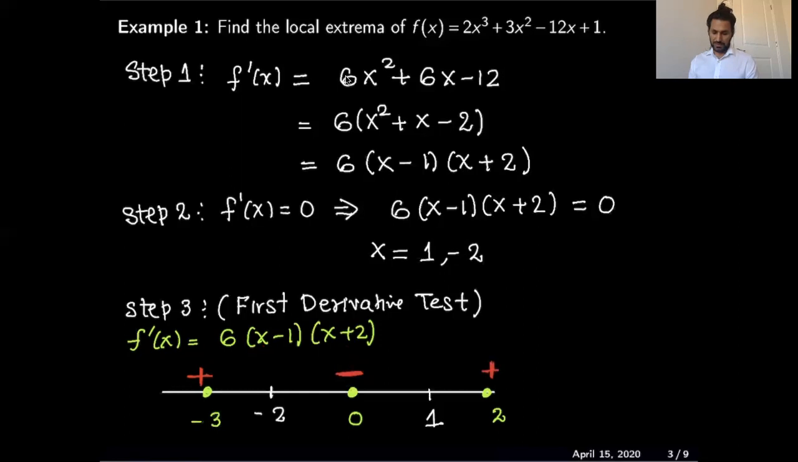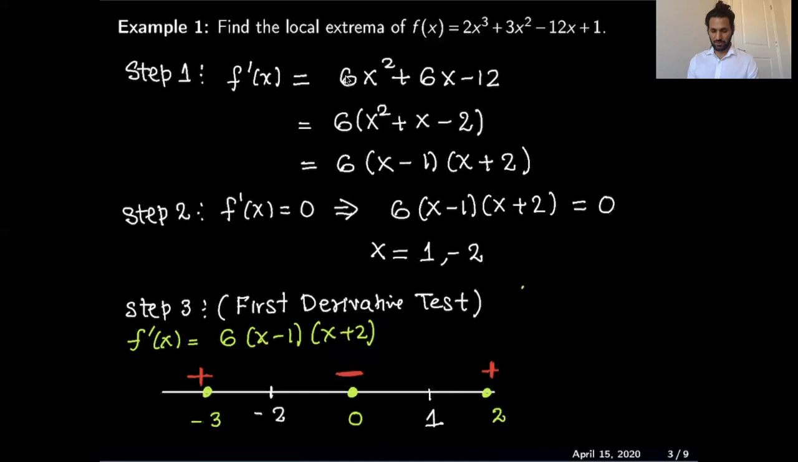So after plugging these test points into my derivative, I find out that on the left side of -2, my derivative is positive. On the right side, it is negative, and on the right side of 1, it is positive. So the sign of the derivative is changing from positive to negative around x is equal to -2.